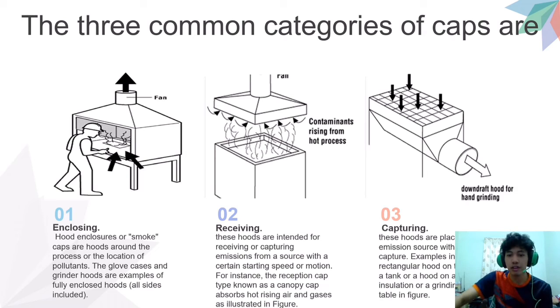And the last is capturing. These hoods are placed near an emission source without enclosing it. Examples include a rectangular hood on the side of a tank, or a hood on an isolation booth, as shown in the figure. So this is the figure.